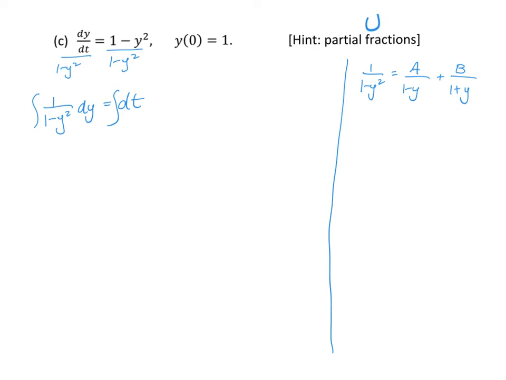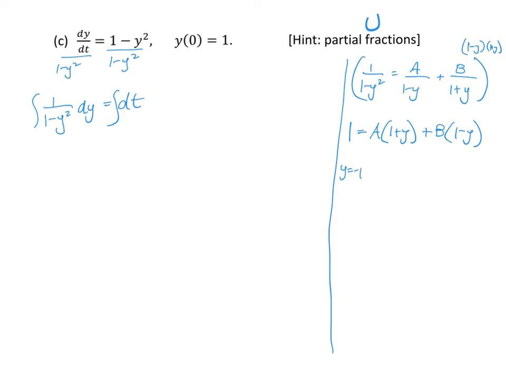Then multiply both sides by the common denominator, 1 minus y times 1 plus y. And on the left, everything cancels and you get 1. On the right, the 1 minus y's cancel and you're left with a times 1 plus y. And then when you multiply by the b fraction, the 1 plus y's cancel and you get b times 1 minus y.